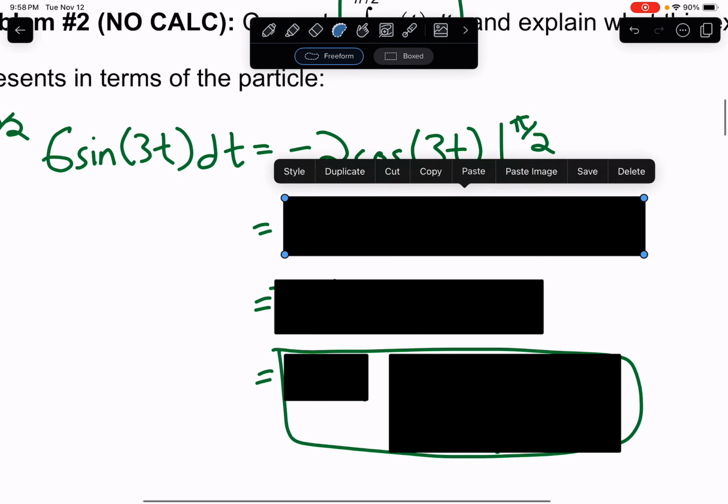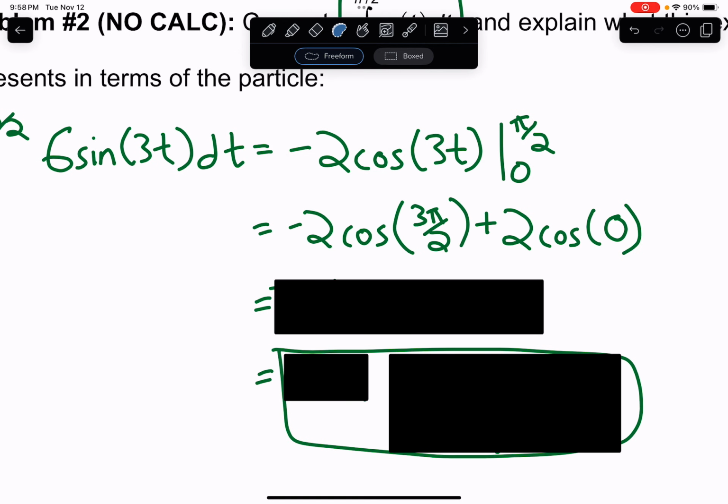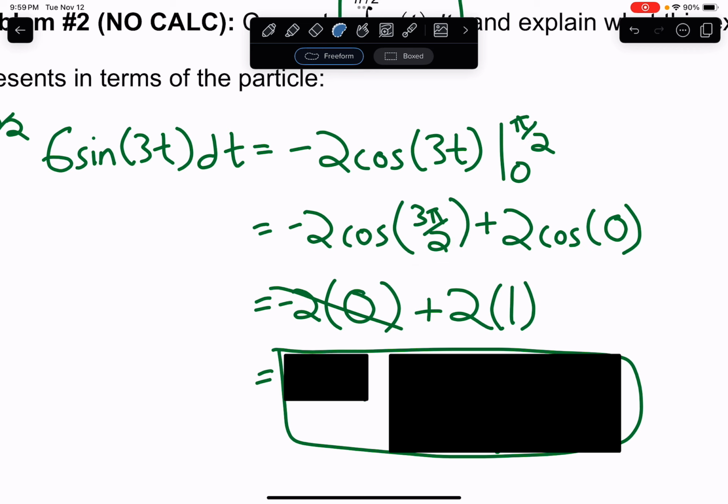So let's go ahead and plug those in. So we get negative 2 cosine 3 pi over 2 minus negative 2 cosine of 0. So double negatives there turns that into a plus. And one of the places I see some very silly mistakes is, of course, with the unit circle. Cosine of 3 pi over 2 is 0. Cosine of 0 is 1, right? And so I get a final answer of 2 here, okay?